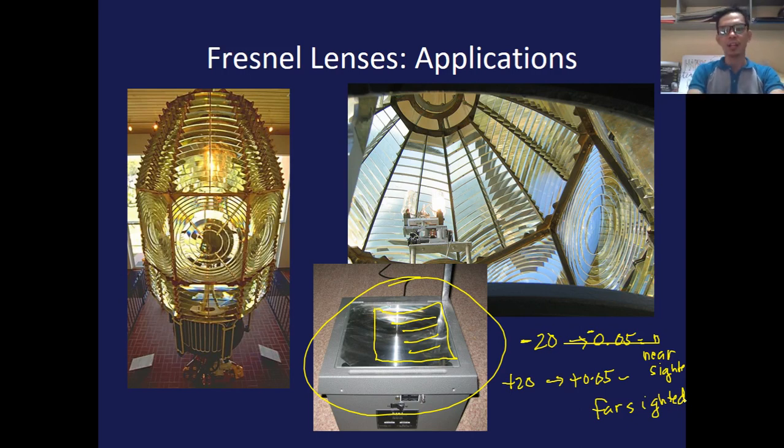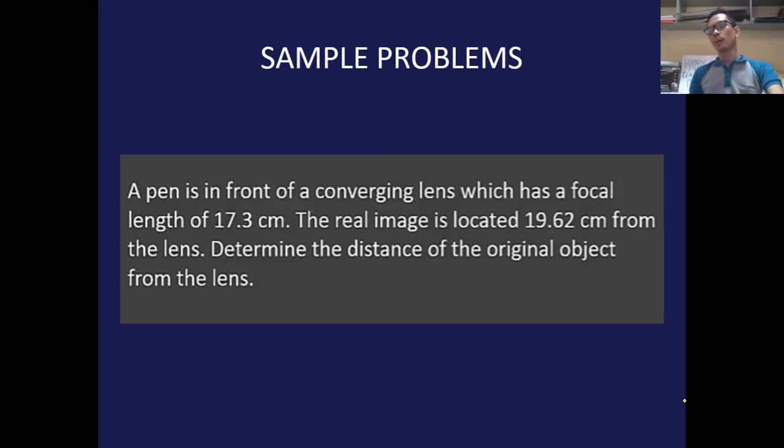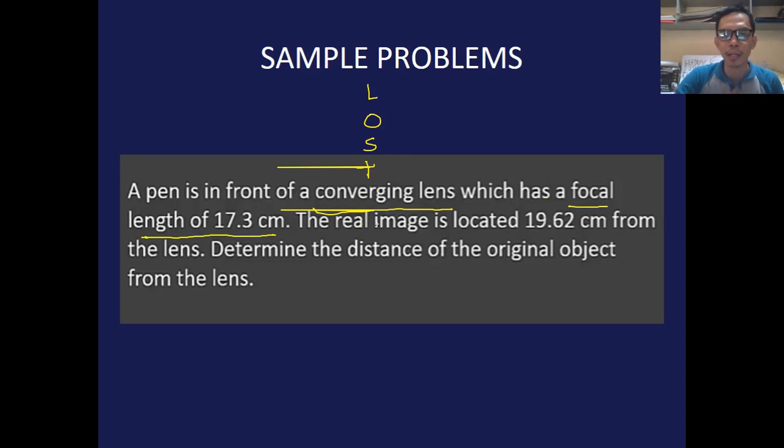With that, let's go now to the sample problems. In this sample problem, we are going to use the LOST mnemonic. Now let's read the problem. A pen is in front of a converging lens, so meaning whatever focal length we have here, it is positive. We have a converging lens with a focal length of 17.3 cm. The real image is located at 19.62 cm from the lens. Determine the distance of the original object from the lens.